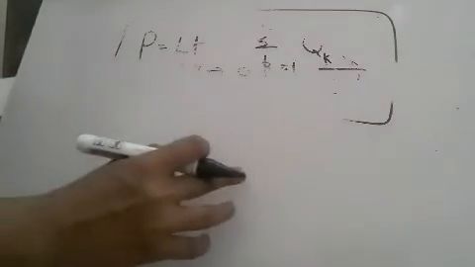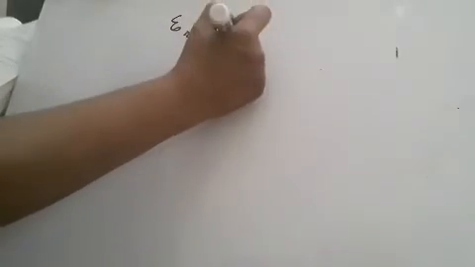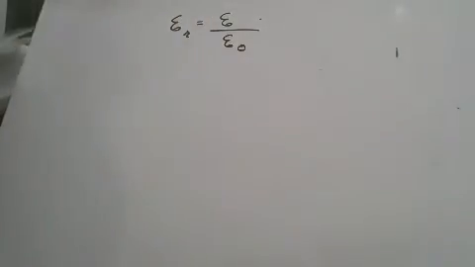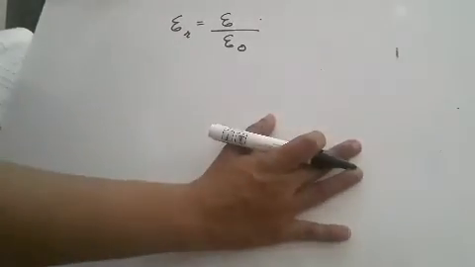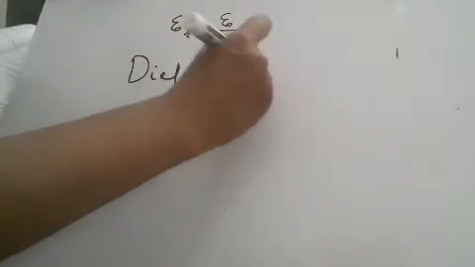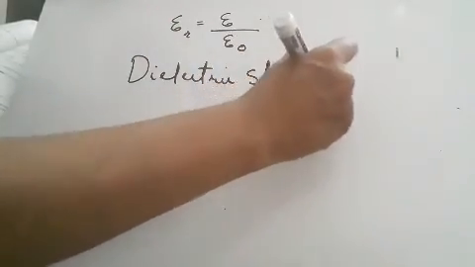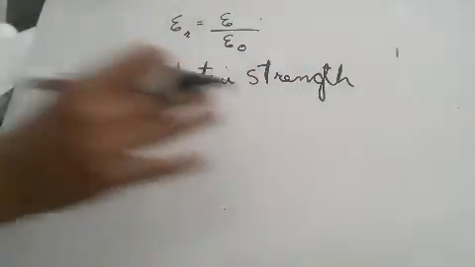So relative permittivity or dielectric constant epsilon R is the ratio of permittivity of the dielectric to that of free space. So epsilon equal to epsilon naught epsilon R. And a new term, dielectric strength, is the maximum electric field that a dielectric can withstand without breakdown.